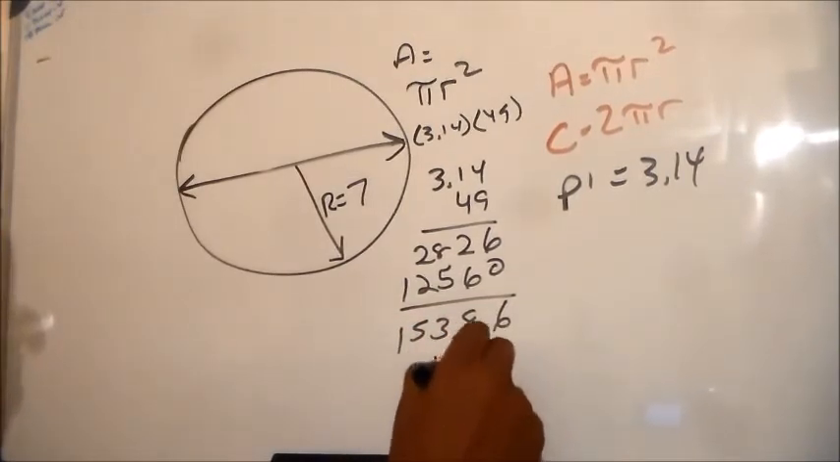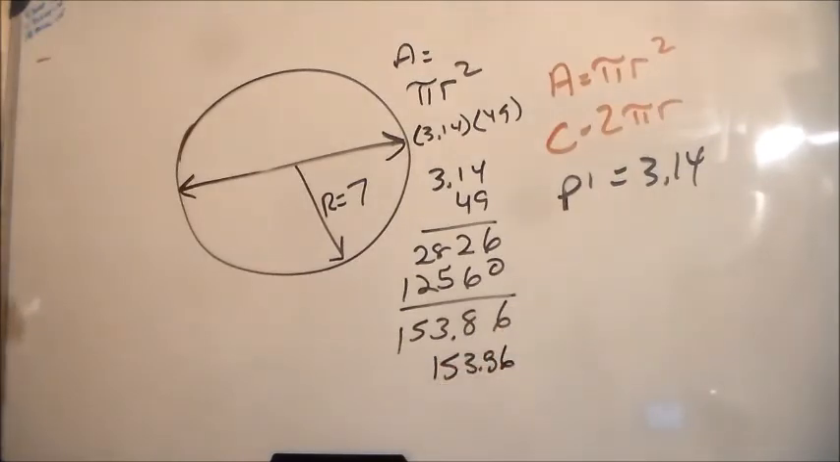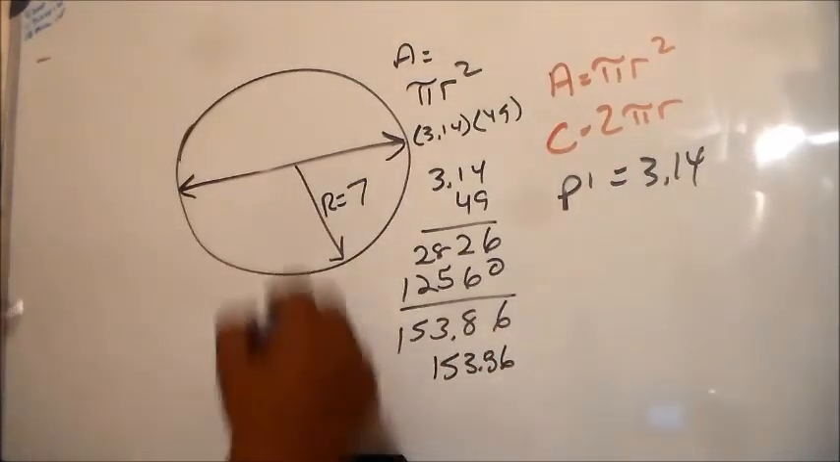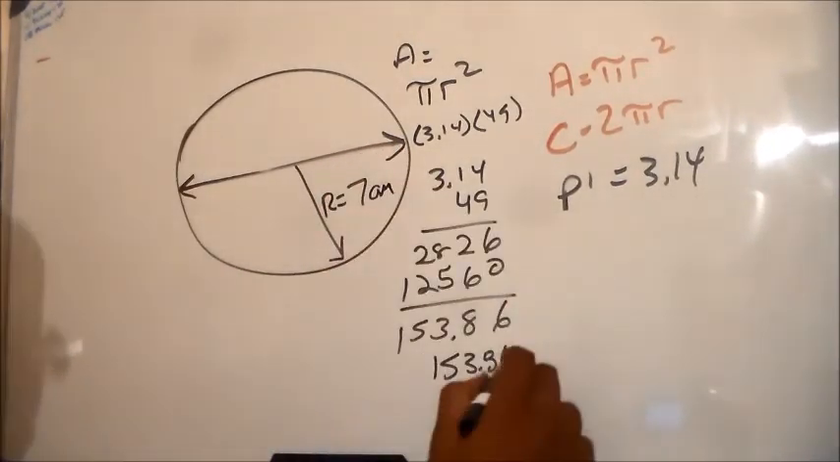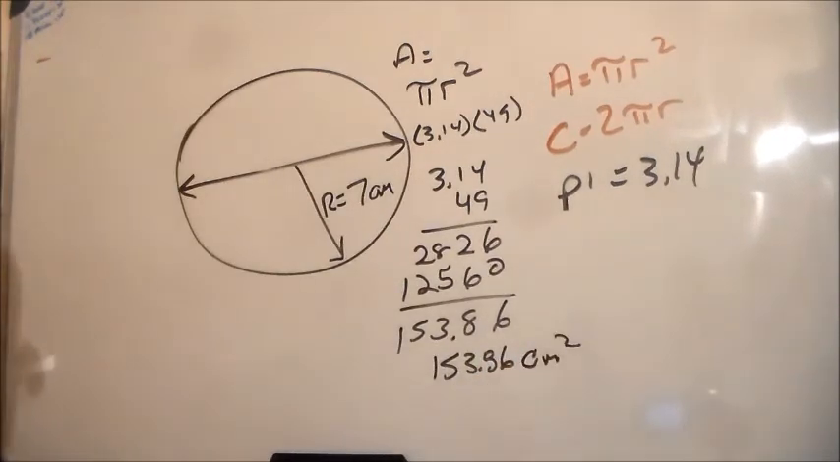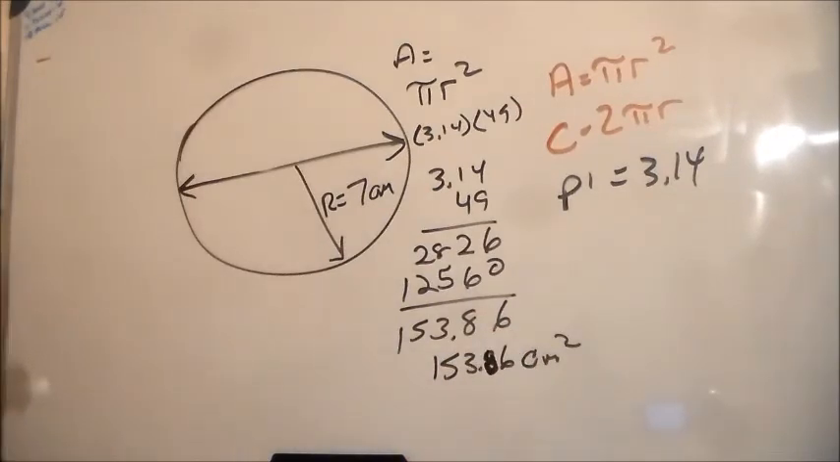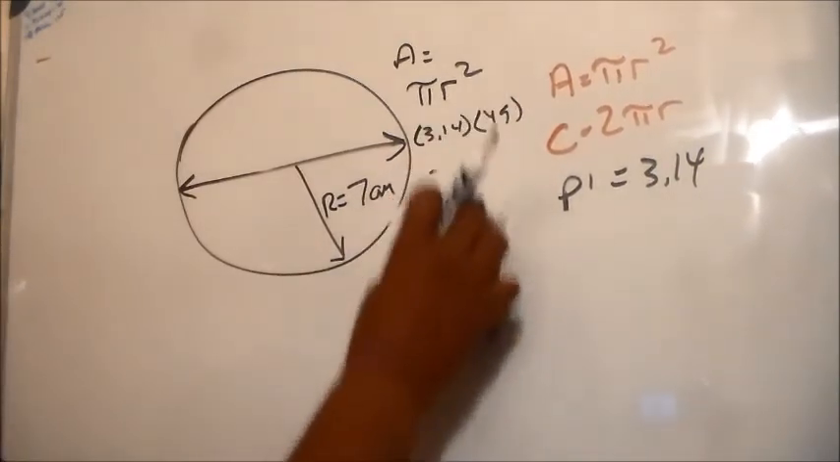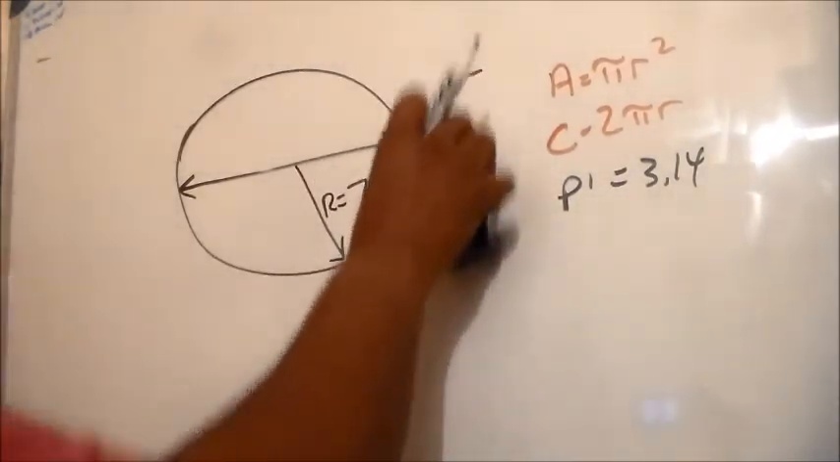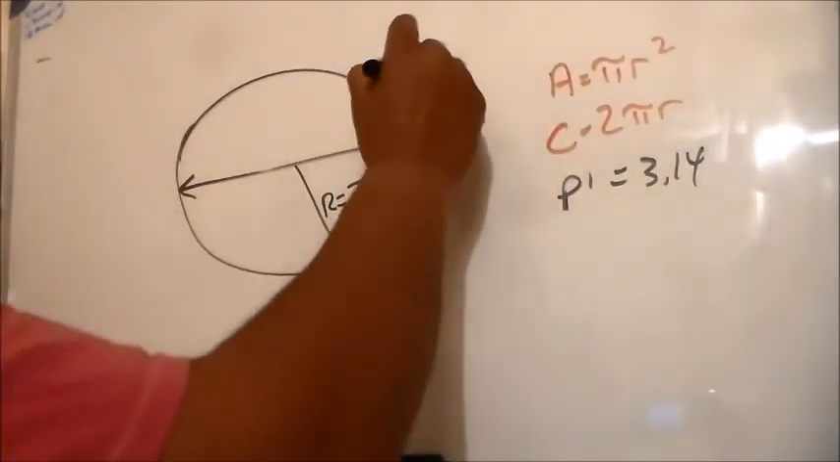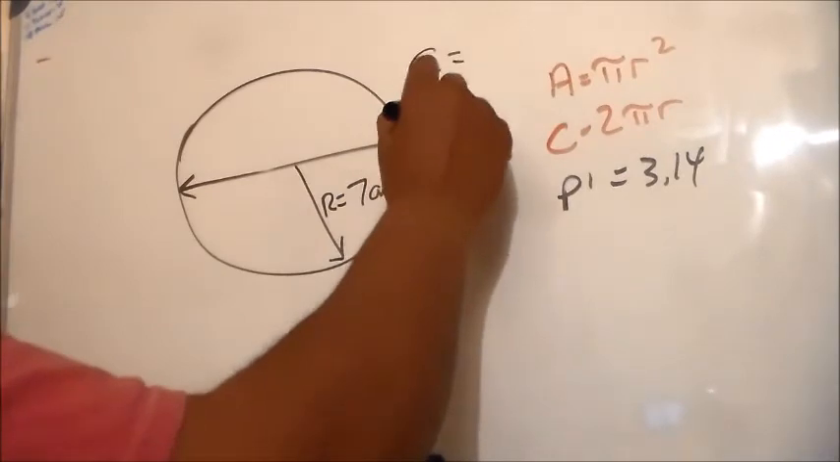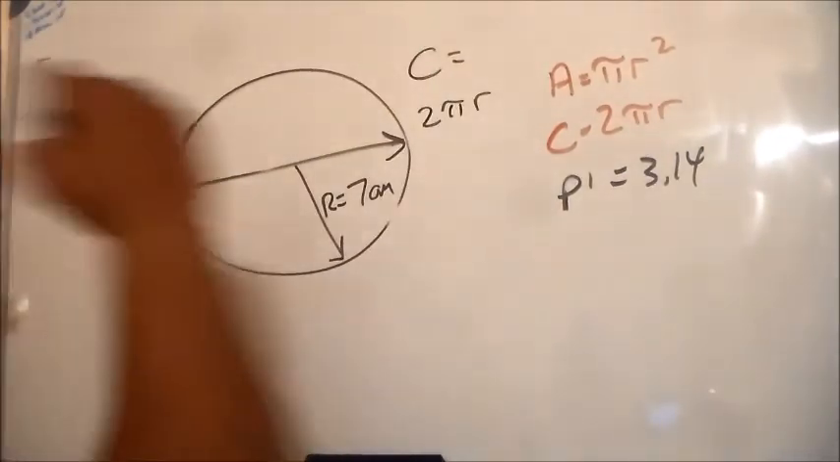The area is 153.86, and we didn't assign units to this. Centimeters. All right, square centimeters. 153.86 square centimeters. Now I want to find the circumference. Circumference is equal to 2 pi r.